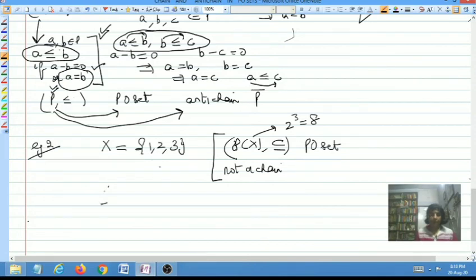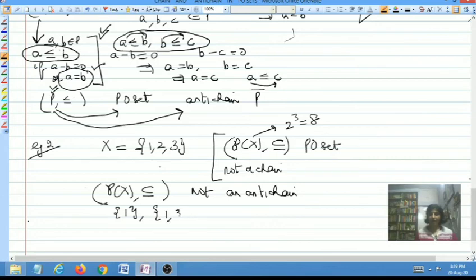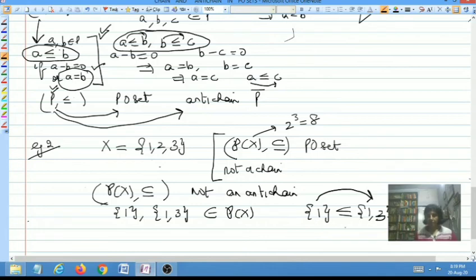Now, P(X), the power set of X with respect to the inclusion relation, is not an anti-chain. Why is it not an anti-chain? Because if you just pick up {1} and {1, 3}, let's say, or {1, 2}, whatever, both of them are elements of the power set of X, but {1} is related to {1, 3} because this singleton is contained in this.